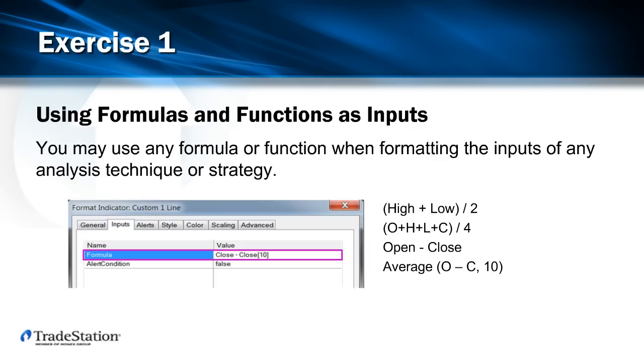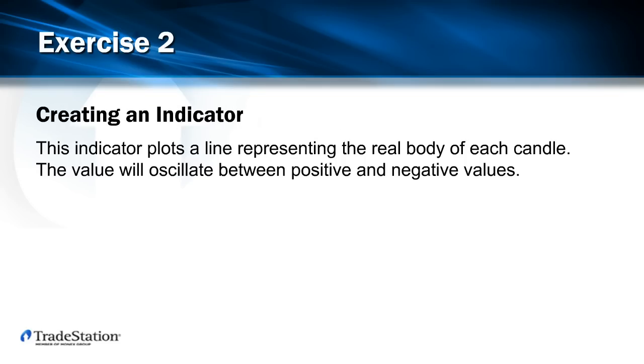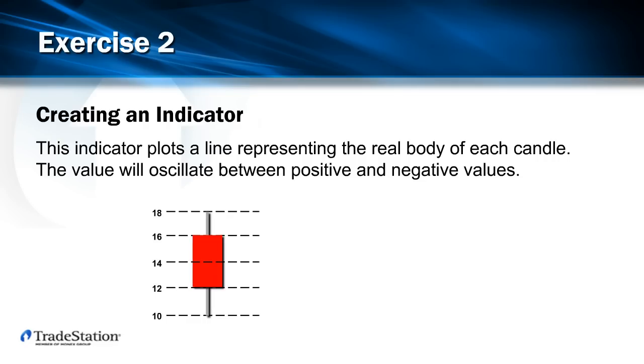Okay, let's go to exercise number 2. Exercise number 2 is going to show us how to create an indicator. And the description says that the indicator plots a line representing the real body of each candle. If you are familiar with candlesticks, you know that the real body is the relationship between the open and the close. The value that we get from this relationship is going to oscillate between positive and negative values. Why? Well, look at the example that's right there on that slide.